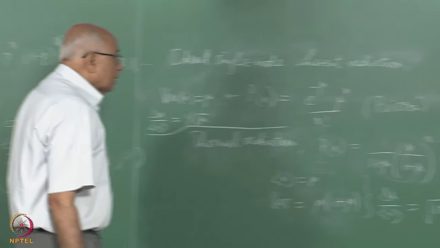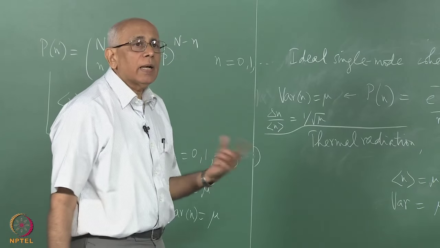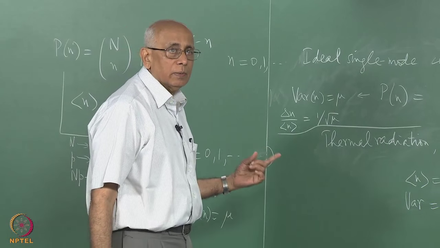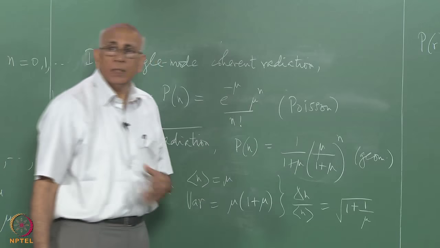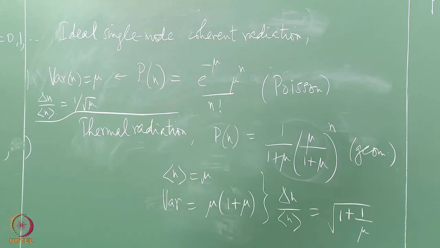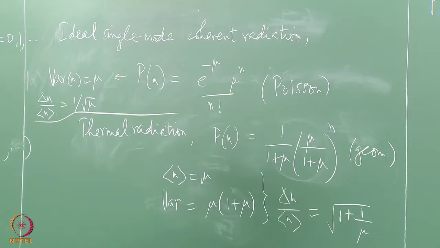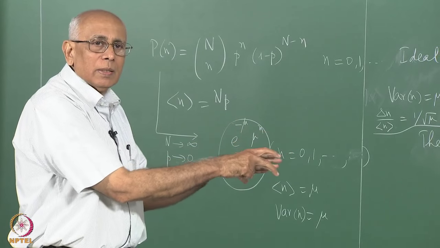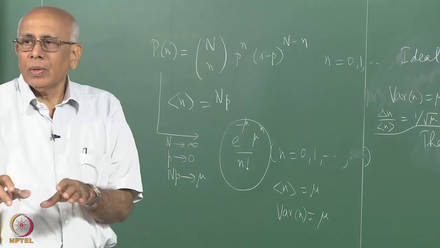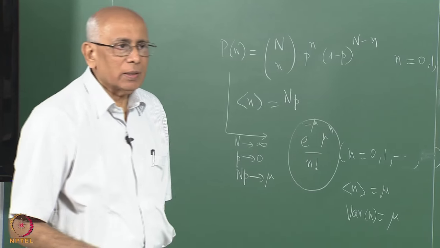Okay. Now these results are very easily derived if you use the generating function in each case. We know the generating function for this, we know the function for this, and it is trivial to do this. So I urge you to do this as an exercise. So in some sense, the most coherent radiation you can have is ideal single mode laser light, and the least coherent one you could have is black body radiation, thermal.